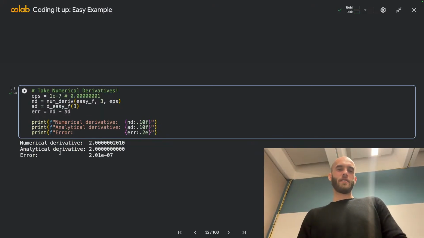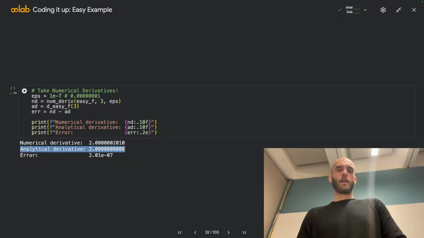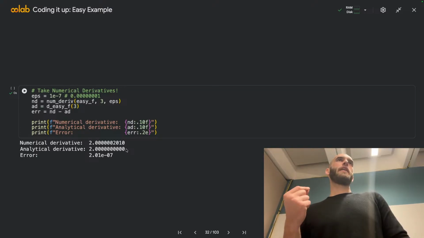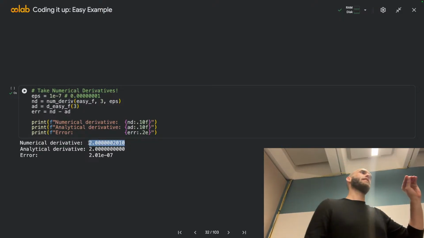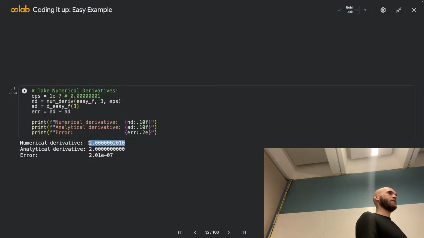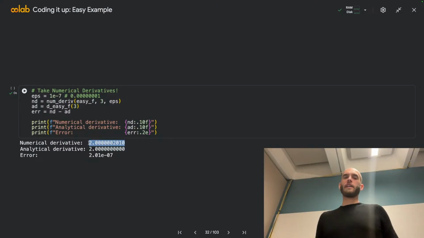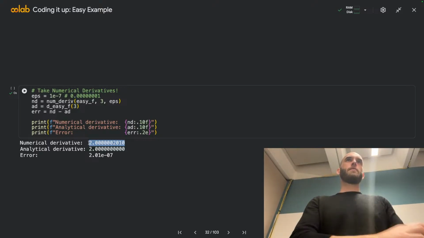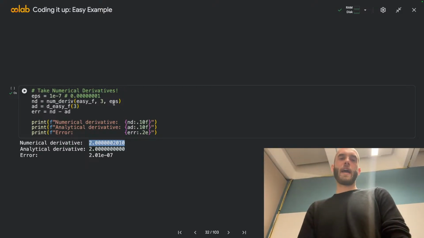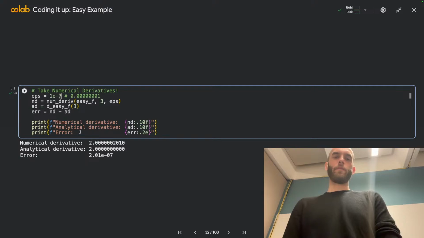So let's run this. This is the analytical derivative, the thing we calculated. So the slope of the function f evaluated at 3 is exactly 2. But then our numerical derivative is this value, which you'll notice a few things. First off, it's not exactly 2. This is an approximation. It's not exactly 2 because we're not evaluating it exactly at that particular value, we have an epsilon that's not exactly 0.